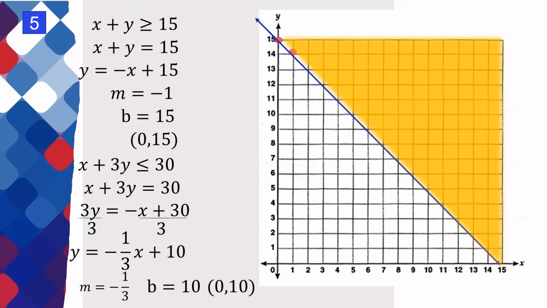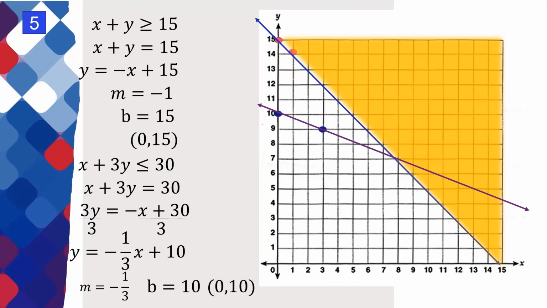So, we will locate 0, 10 on the Cartesian plane. And that is 0, 10. Then, to find the second point, apply rise over run, negative 1 over 3. So, 1 unit downward and 3 units to the right. And that's it. Connect the points. Since we have less than or equal to, we are going to use a solid line.